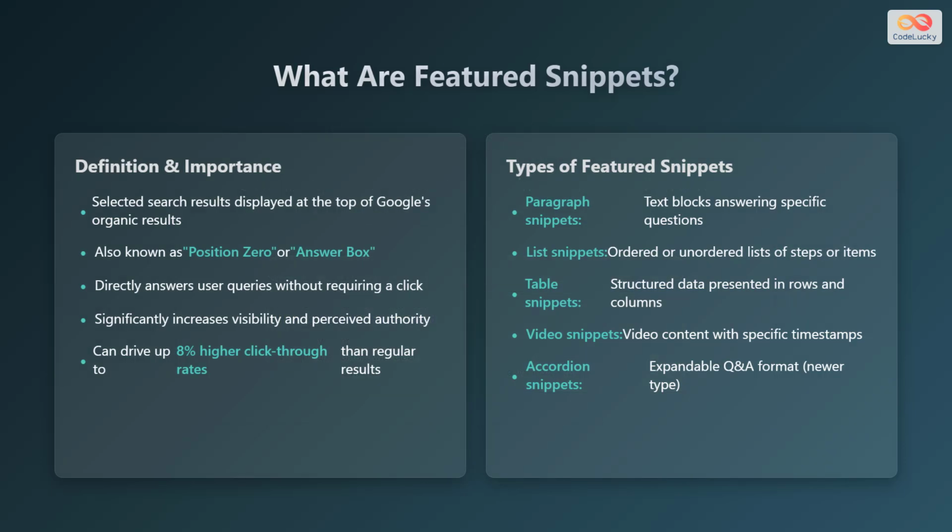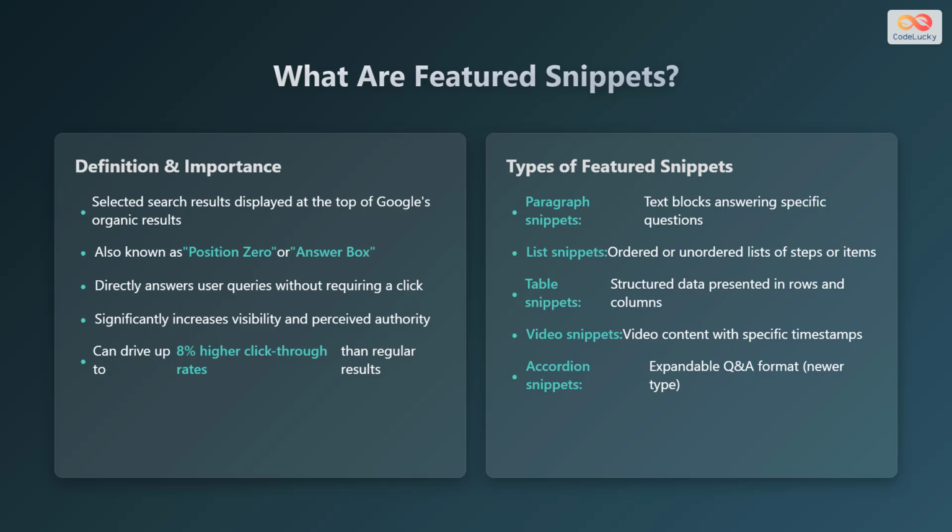Featured snippets are selected search results that are displayed at the very top of Google's organic results. This prime spot is also known as Position 0 or the answer box. The main goal of a featured snippet is to directly answer the user's question right on the search results page, so they may not even need to click on a website.